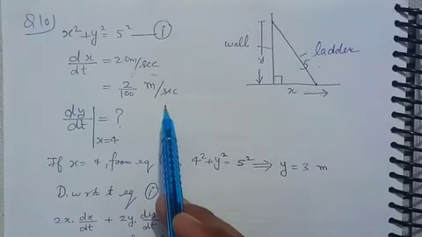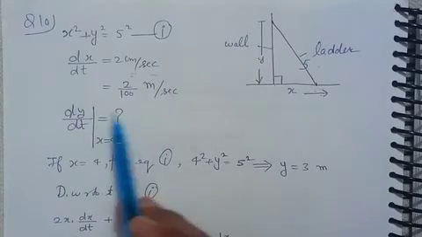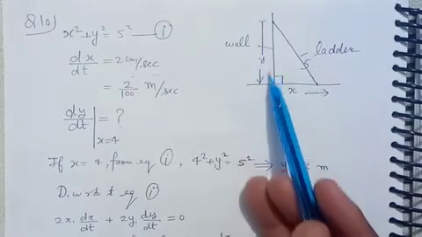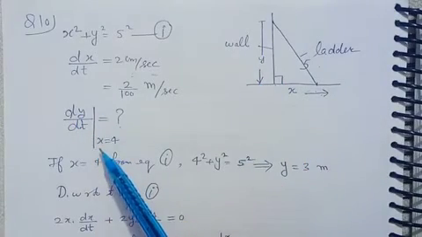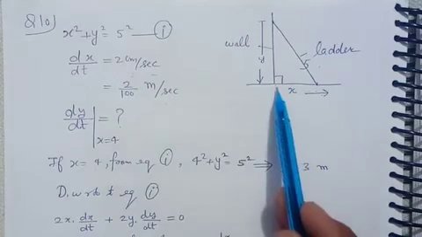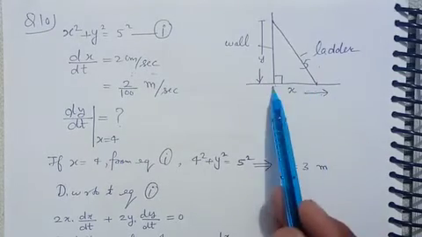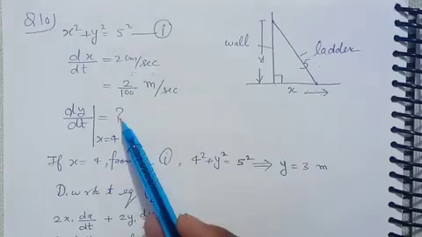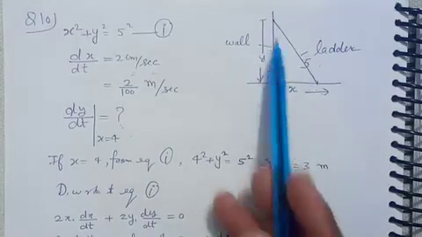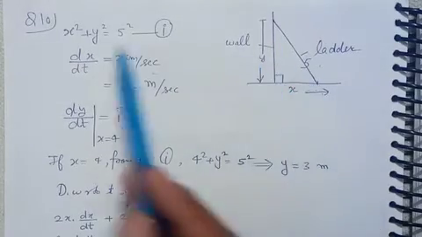How fast is its height on the wall decreasing? It means find out the rate of change of this y. It means find out dy upon dt. When the foot of the ladder is 4 meters away, it means when x equal 4, find out dy upon dt. First establish a relation between x and y. Using this figure we can write x square plus y square equal 5 square.